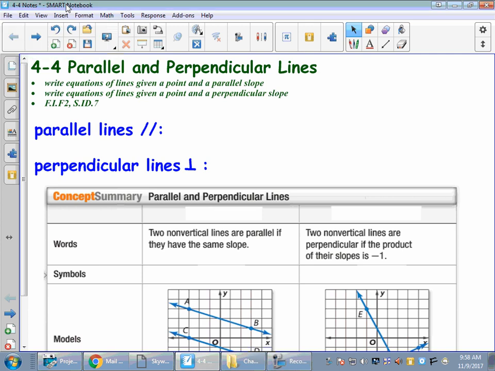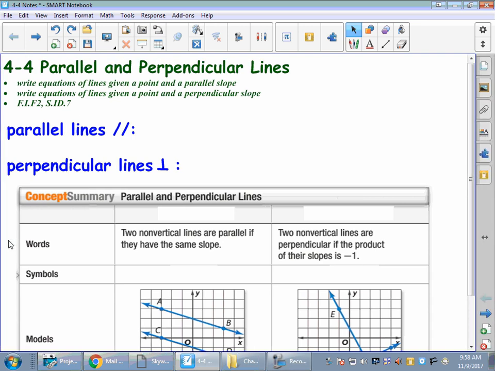These are your 4-4 notes on parallel and perpendicular lines. After yesterday's activity, we discovered some things about the slopes of parallel and perpendicular lines. So really quick, parallel lines.